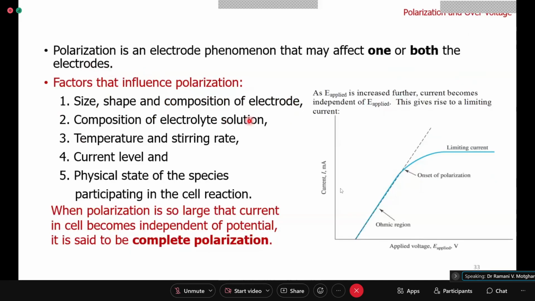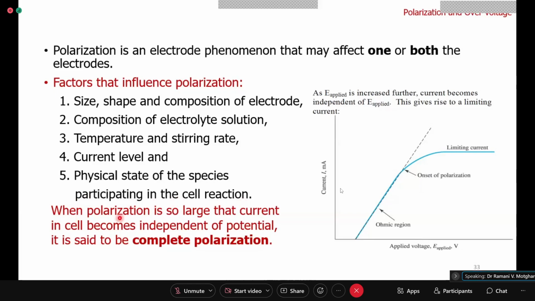Now coming to why polarization and how. Polarization is an electrode phenomenon that may affect one or both electrodes separately. The factors that influence polarization are the size of the electrode, the shape of the electrode, and the composition of the electrode, that is, what material it is made up of. Then the composition of the electrolyte solution also will decide the current level desired, and the physical state of the species participating in the cell reaction.